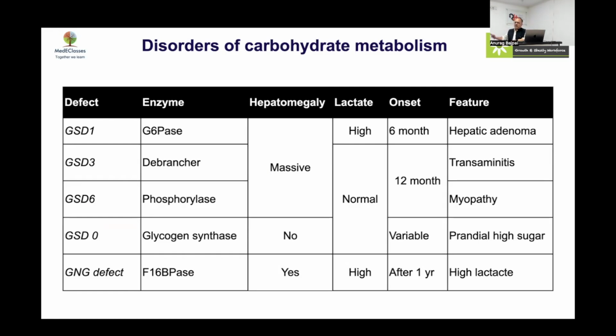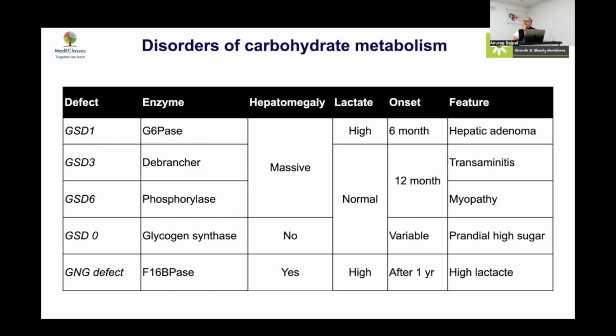GSD0 will have no hepatomegaly and they will have fasting hypoglycemia with postprandial hyperglycemia. Gluconeogenic defect is fructose 1,6 bisphosphatase deficiency, where you have massive hepatomegaly with high lactate after 1 year. That is the diagnostic feature.